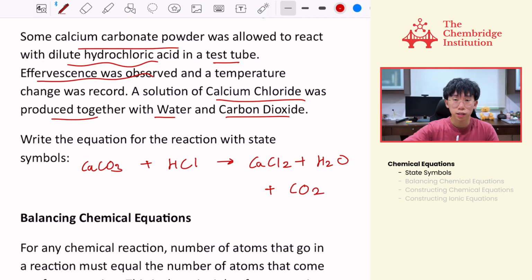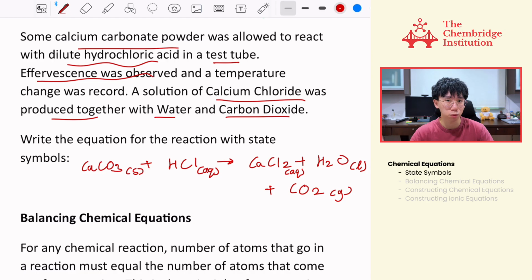To determine the state symbols, you should determine that calcium carbonate is solid, because all carbonates are generally insoluble unless they have a group 1 cation or ammonium ion. Hydrochloric acid is aqueous; we know this because acids are generally aqueous. Calcium chloride is aqueous because most chlorides are soluble, and this is one of them. Water is a liquid, which we just know by heart. And carbon dioxide is a gas. It's also something you know by heart, because it's a covalent compound.